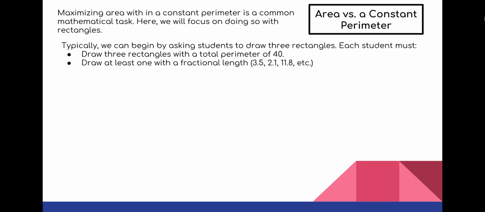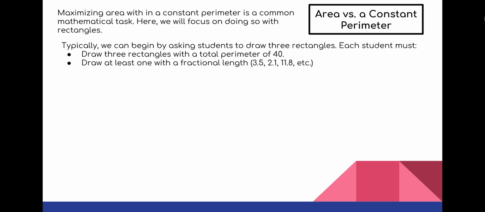Maximizing area within a constant perimeter is a common mathematical task. Here, we will focus on doing so with rectangles. Typically, we can begin by asking students to draw 3 rectangles. Each student must draw 3 rectangles with a total perimeter of 40. Draw at least one with a fractional length: 3.5, 2.1, 11.8, etc.